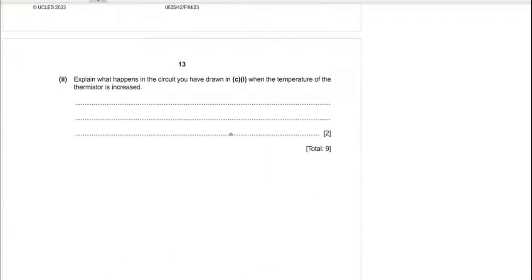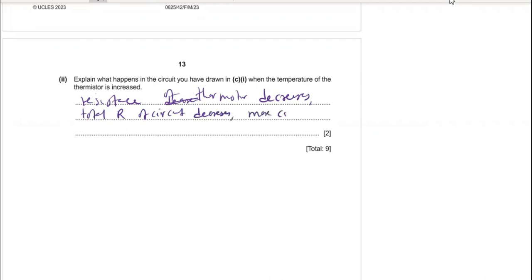Okay. Explain what happens in the circuit you have drawn in Section 1 when the temperature of the thermistor is increased. So when the temperature of the thermistor is increased, the resistance of the thermistor decreases. That means the total resistance of the circuit also decreases. And what is the effect of this? More current flows. So what will we observe? The bulb lights brighter.